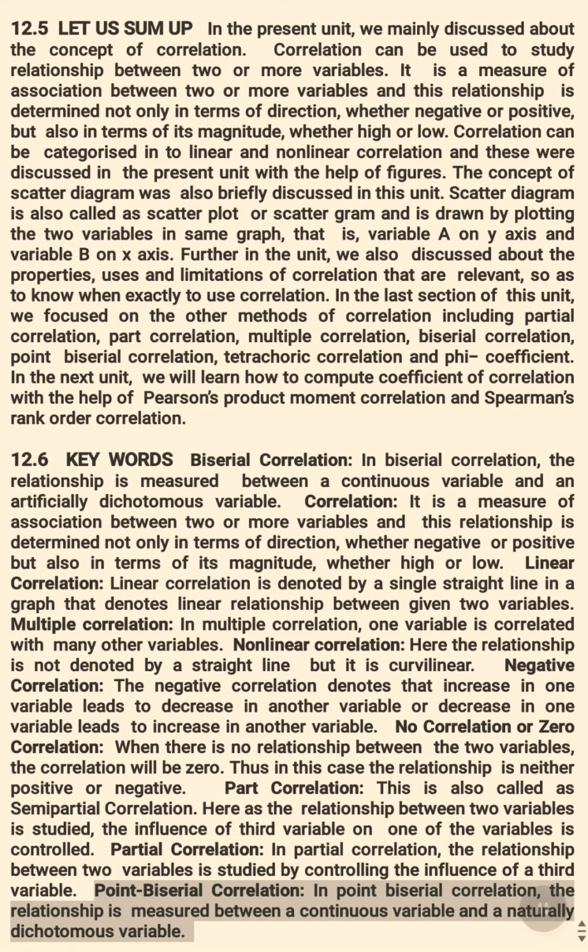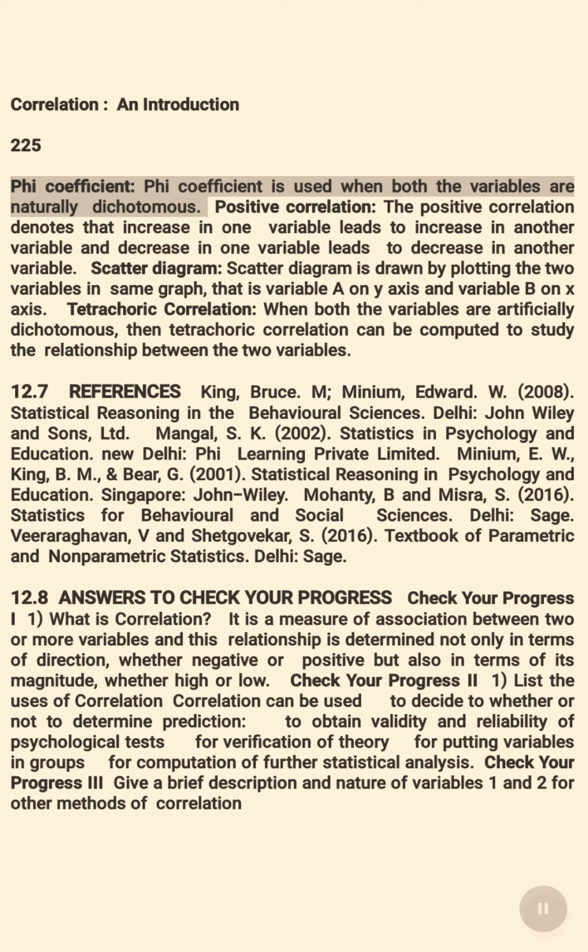Point biserial correlation. In point biserial correlation, the relationship is measured between a continuous variable and a naturally dichotomous variable. Phi coefficient. Phi coefficient is used when both the variables are naturally dichotomous. Positive correlation. The positive correlation denotes that an increase in one variable leads to an increase in another variable, and a decrease in one variable leads to a decrease in another variable. Scatter diagram. Scatter diagram is drawn by plotting the two variables in the same graph, that is, variable A on the y-axis and variable B on the x-axis. Tetrachoric correlation. When both the variables are artificially dichotomous, then tetrachoric correlation can be computed to study the relationship between the two variables.